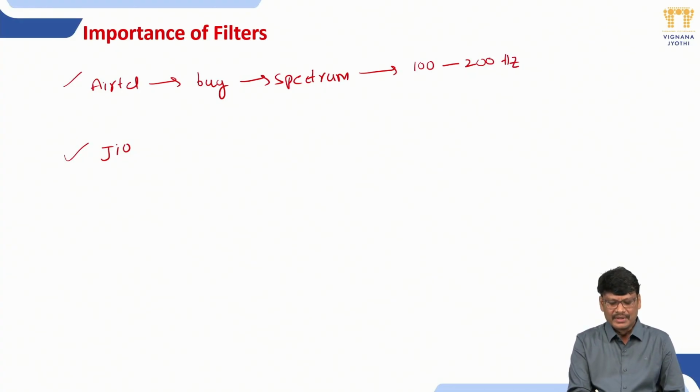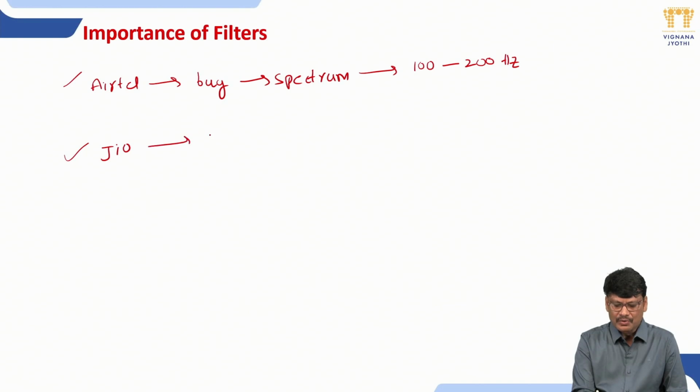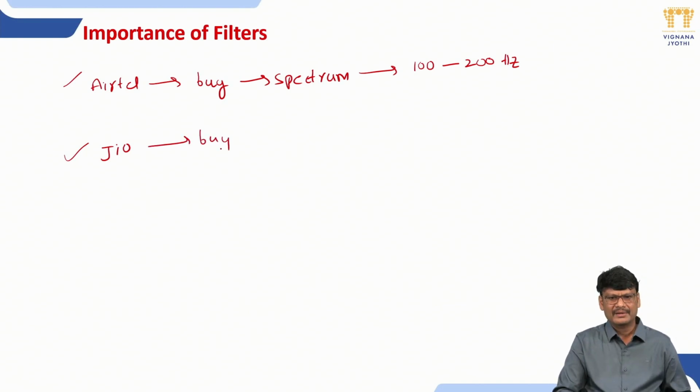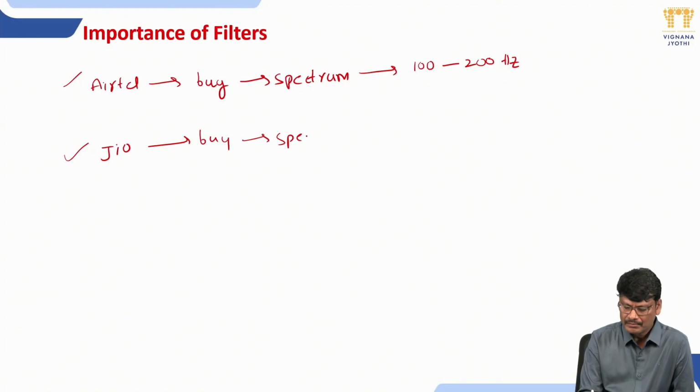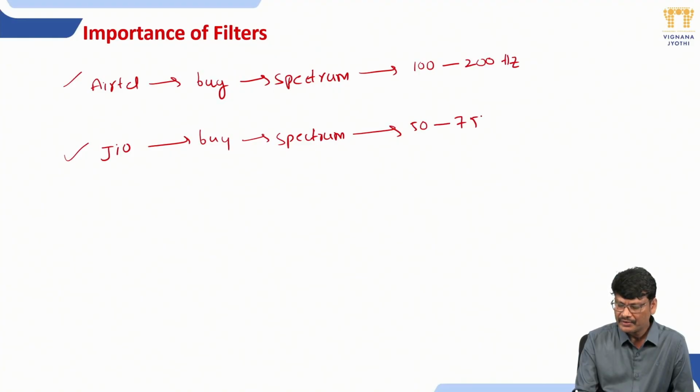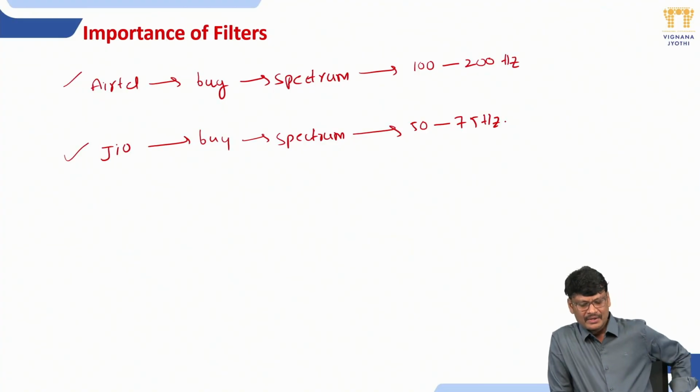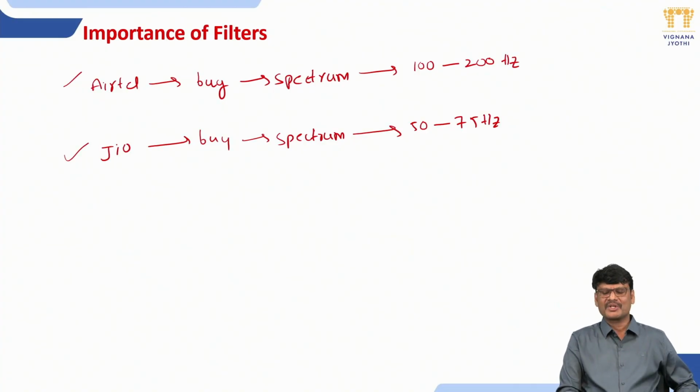Now coming to Jio, Jio also buys spectrum. The spectrum range we can assume is 50 to 75 hertz. Right? What is the meaning of buying a spectrum from the government?